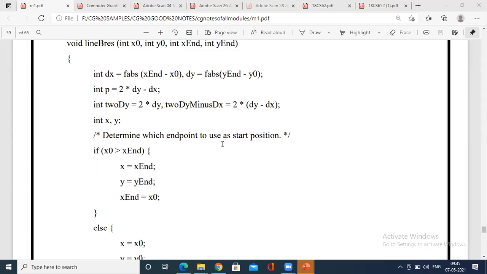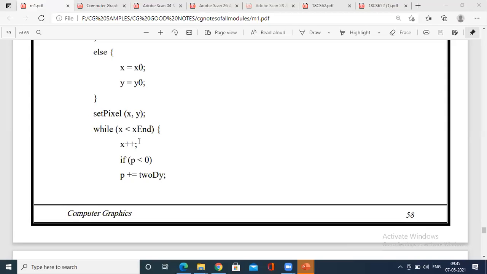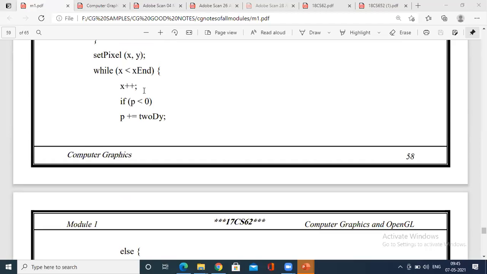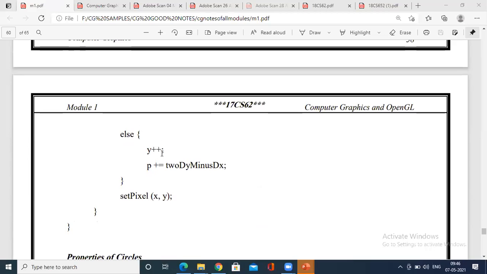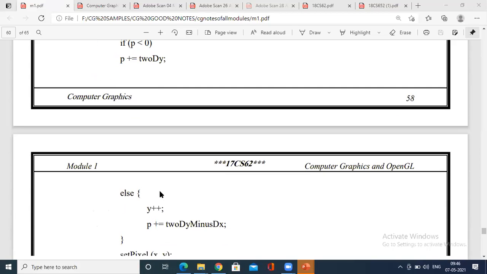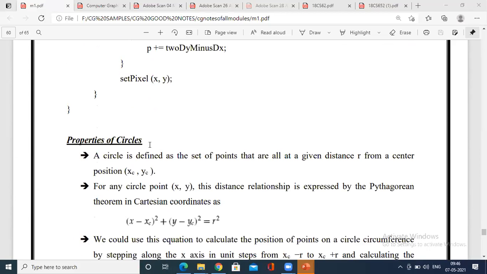That is to use as a start position. Then we assign the first point; the initial pixel has been set. While x is less than the end, simply increment x in unit interval, and if the value of p naught is less than 0, then p equals p plus 2 delta y, same as the formula. Else, if the slope of the line is greater than 1, increment y in unit interval, perform that with respect to the x interval, and set the pixel individually. Since it is in the while loop, it will be executed until the condition is satisfied. Once it fails, it comes out of the loop. By that time, the line is drawn.